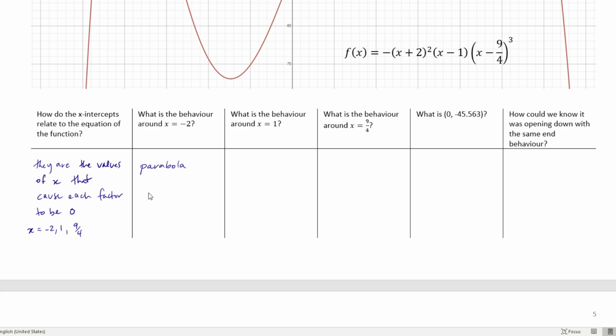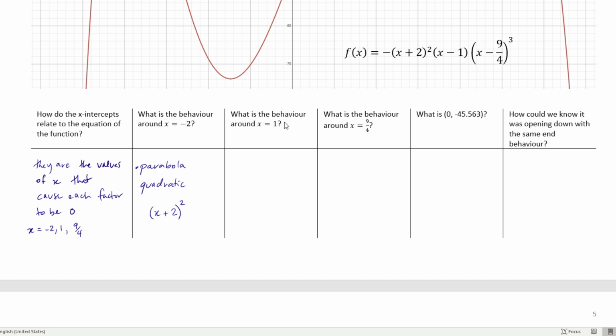And that makes sense because if we look at the factor, it is of order 2, right? So x plus 2 is raised to the power of 2, and anything raised to the power of 2 is a quadratic, right? A function raised to the power of 2, or x raised to the power of 2, is a quadratic. So the behavior around x is equal to -2 is going to behave like a parabola, and that's because we had x plus 2 raised to the power of 2.